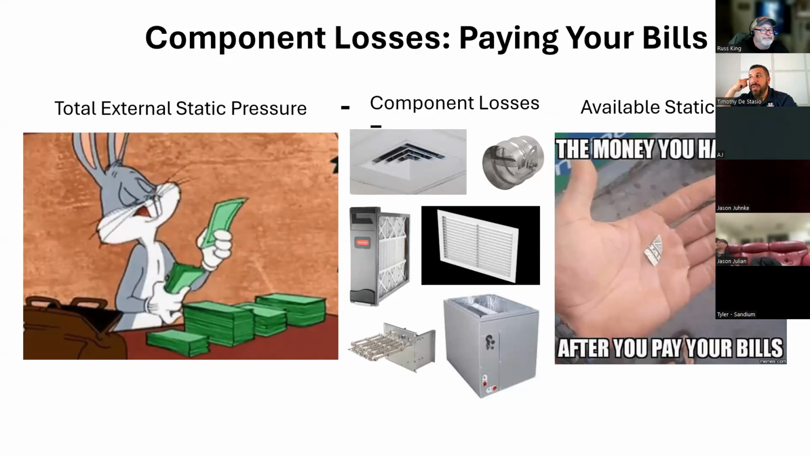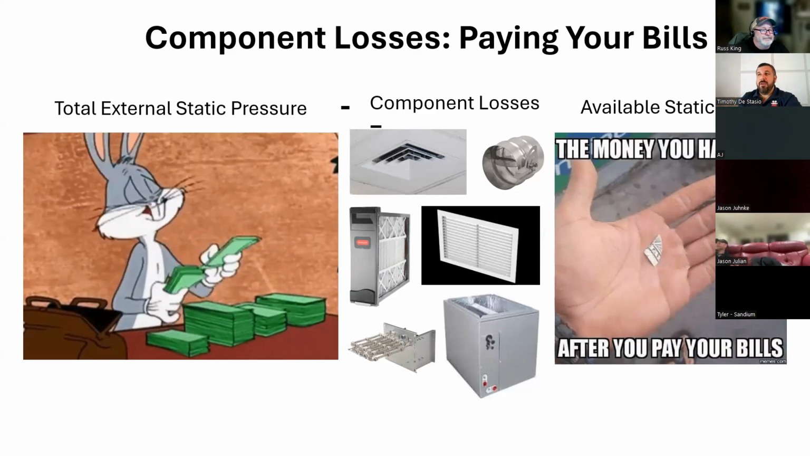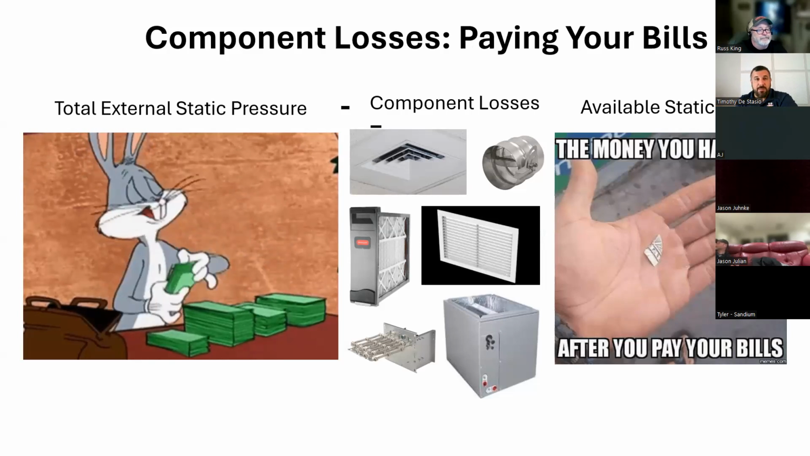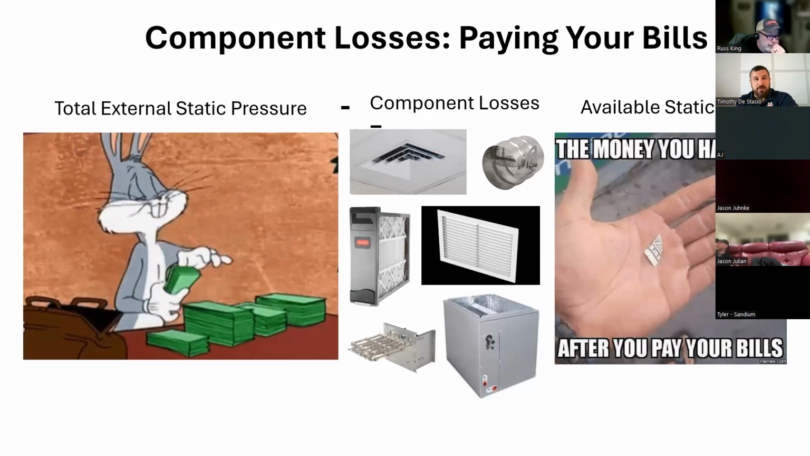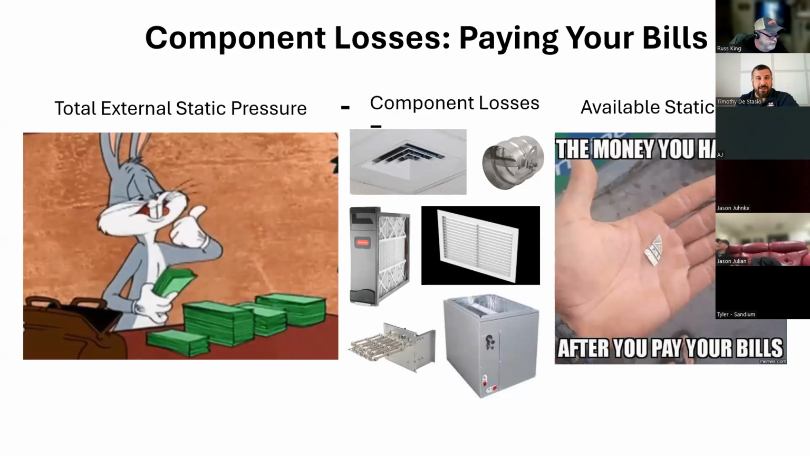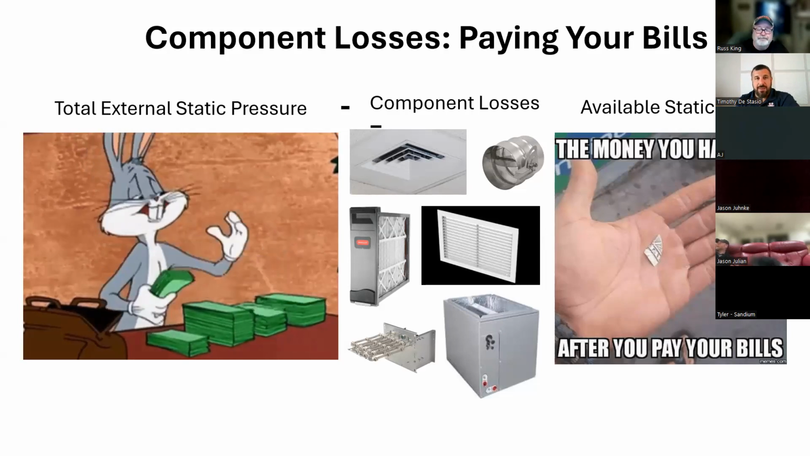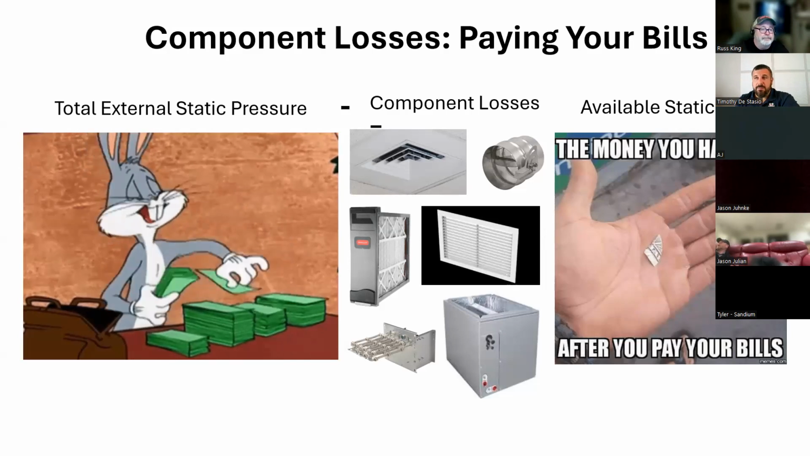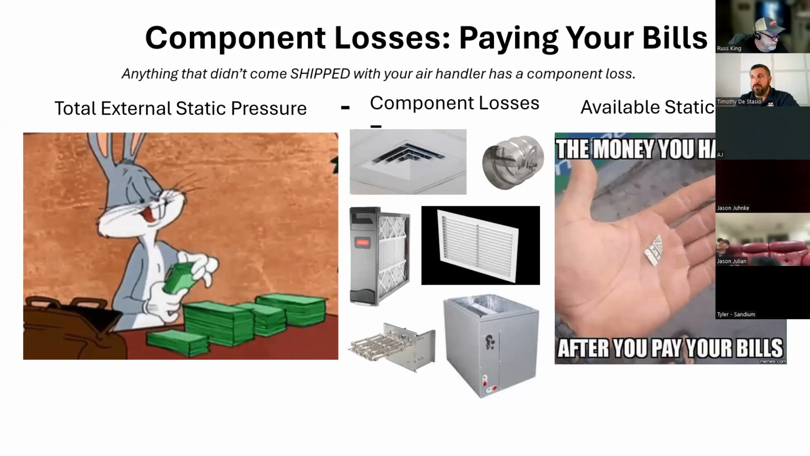But then what happens? Well, they take taxes out, you got to pay your bills, right? And that's what happens when we have to subtract component losses from our total static pressure. Our static pressure is our paycheck, our component losses are our bills and taxes. And what's left is very little available static pressure for the duct system. And that's what we have to size the duct system based on, is the available static pressure.